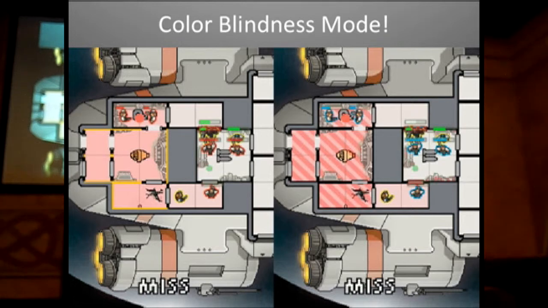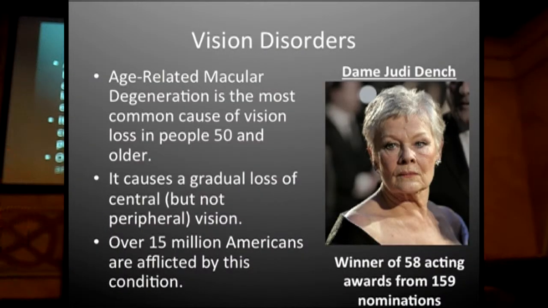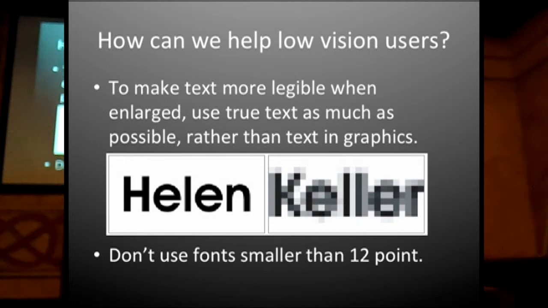You have a ton of users that have a variety of vision disorders. Dame Judi Dench with macular degeneration. And this is by far the biggest proportion of your disabled users. As we get older, our vision gets worse and worse almost uniformly. And we have a lot of problems reading a lot of the stuff that's on the web. So what can we do?